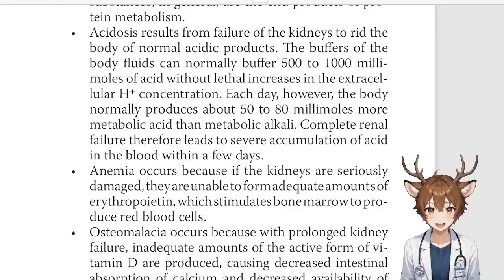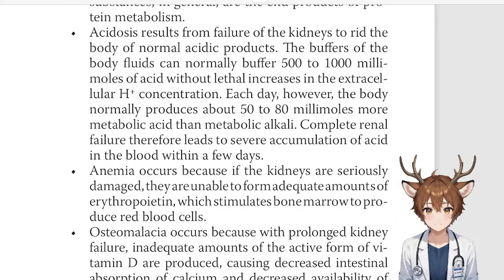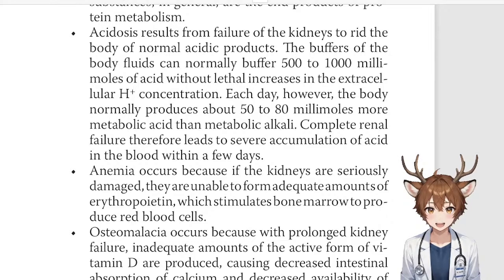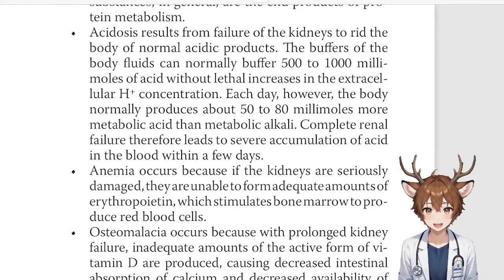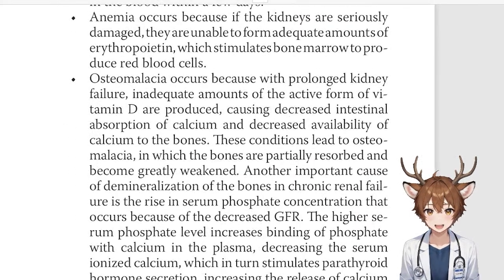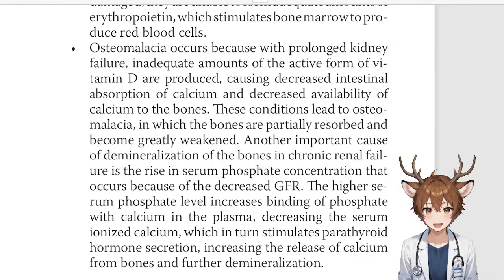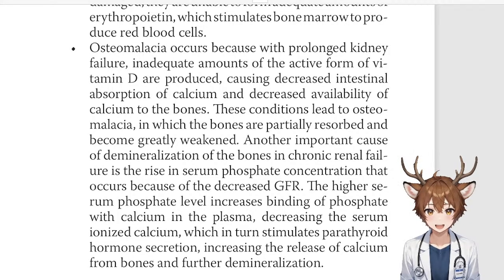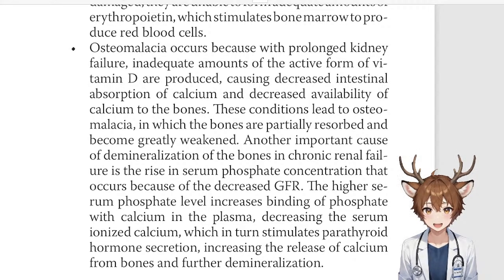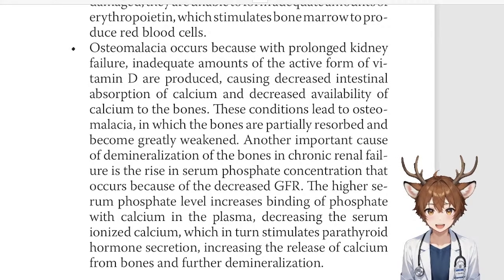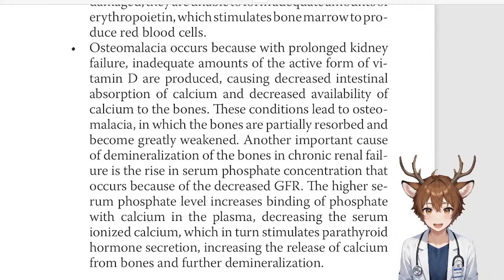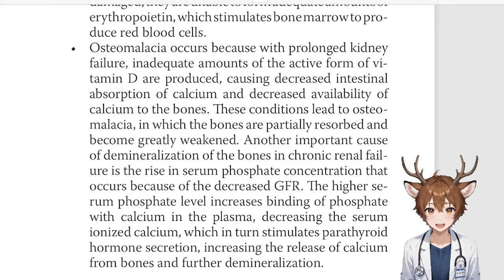Anemia occurs because if the kidneys are seriously damaged, they are unable to form adequate amounts of erythropoietin, which stimulates bone marrow to produce red blood cells. Osteomalacia occurs because with prolonged kidney failure, inadequate amounts of the active form of vitamin D are produced, causing decreased intestinal absorption of calcium and decreased availability of calcium to the bones. These conditions lead to osteomalacia, in which bones are partially reabsorbed and become greatly weakened.